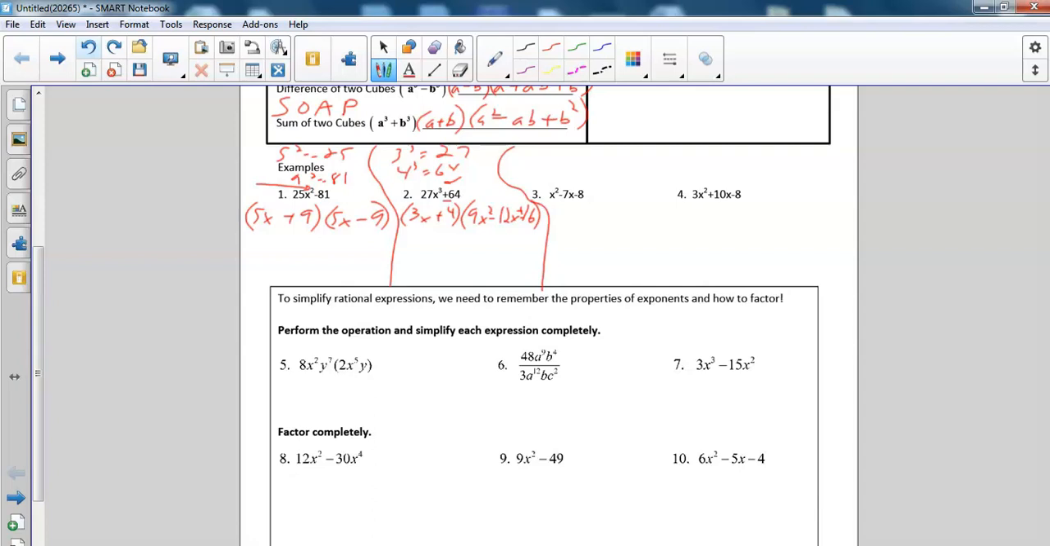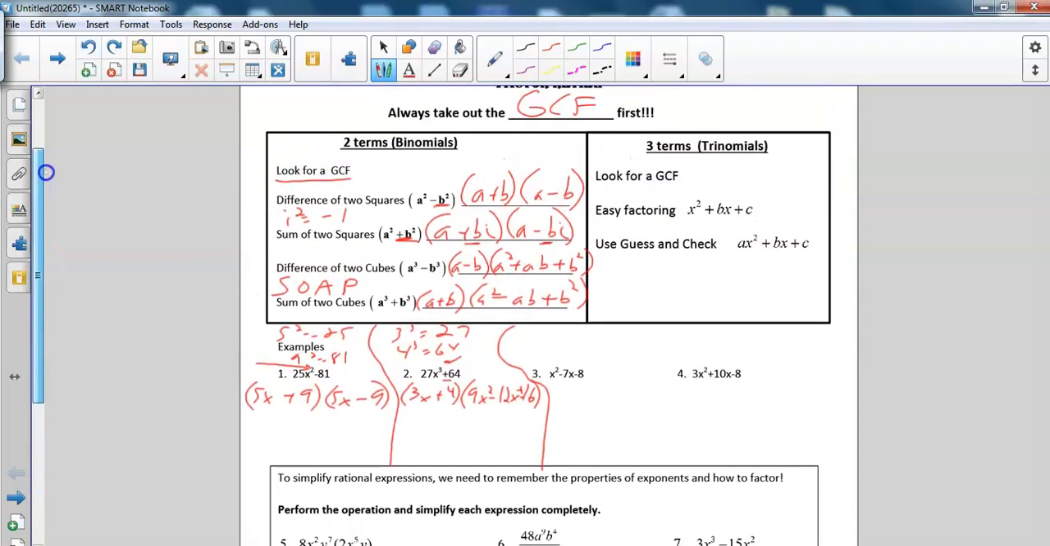x cubed minus 7x minus 8. That takes us up here to 3-term trinomials. Always look for a GCF first. If this is 1, it's just easy factoring. If you have an a out here, you're going to do guess and check.